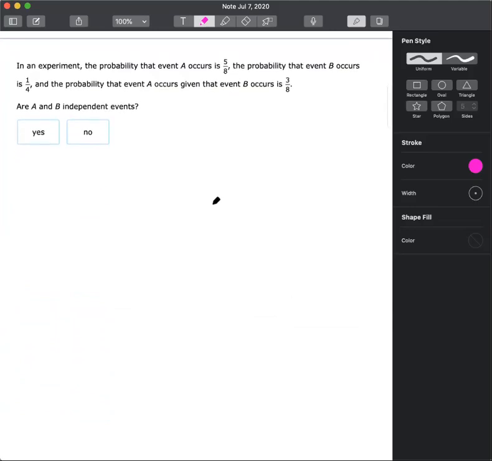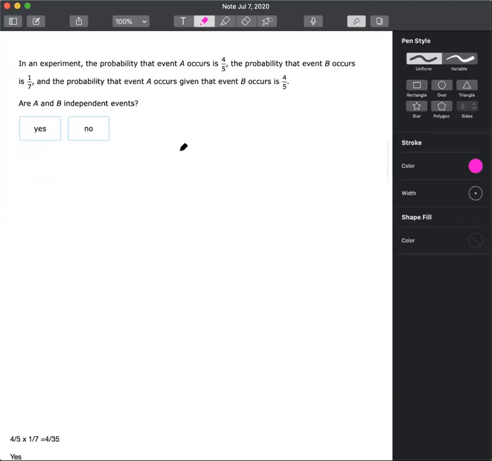In an experiment, the probability that event A occurs is 5/8. The probability that B occurs is 1/4. The probability that event A occurs, given that event B occurs, is 3/8. Are A and B independent events? Okay. So let's see, we got A, and we have B. Let's put those together, 5/32. That is not going to be equal to 3/8. So there's something that's dependent in that event. So that's going to be a no.